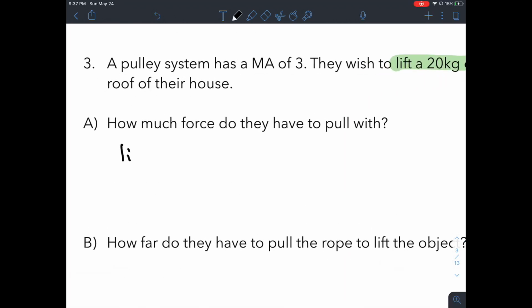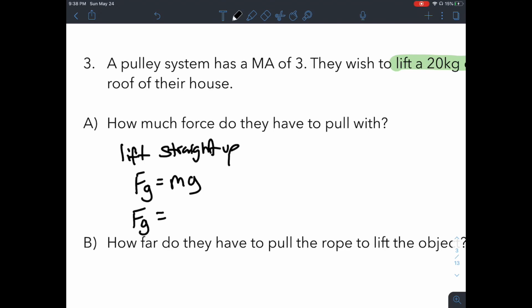if we want to lift straight up, we would have to fight fully against the force of gravity, which is mg, right? Which means the force of gravity, 20 times 9.81, is going to give us 196.2 newtons. That is how much effort we'd have to put in.